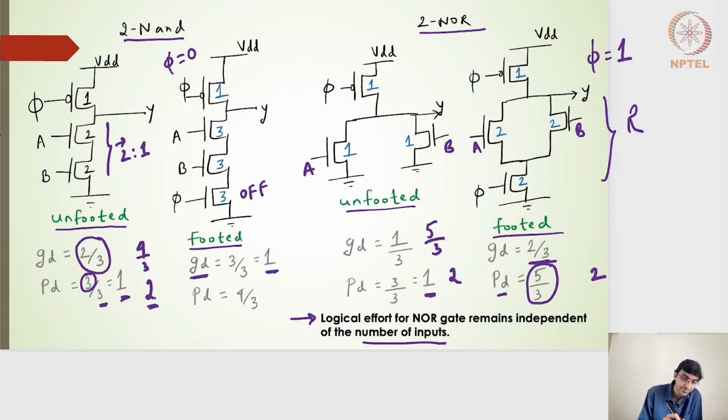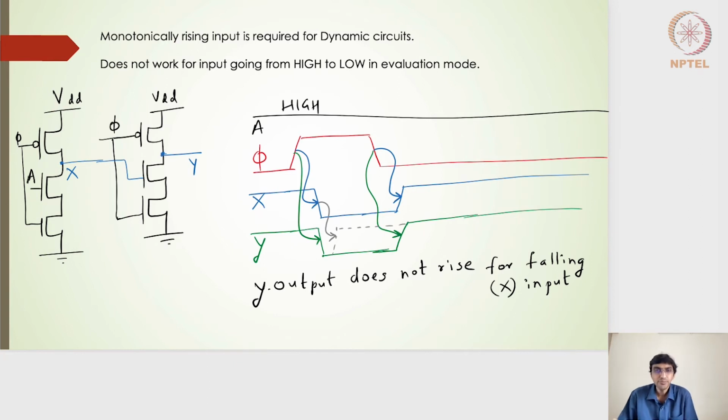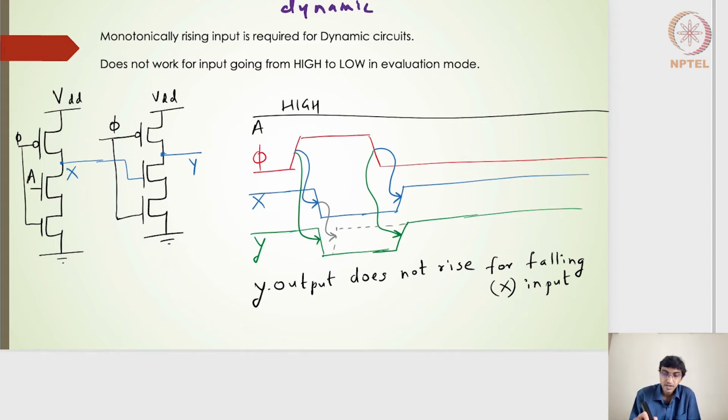Moving ahead. So there is one big disadvantage with the dynamic logic families, and that is what is stated here. So let's take an example of a dynamic inverter followed by another dynamic inverter. What we really want is, whatever the input A is, either 0 or 1, X will be the complement of that, and Y will again be the complement of X, and thereby I should see the output Y similar to the input A, at least during the evaluation phase, right?